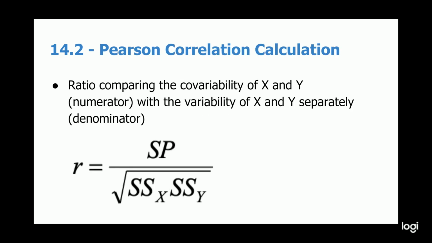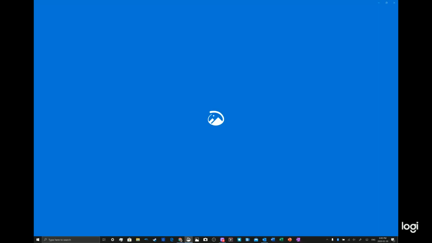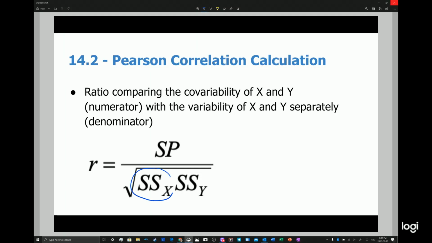Once you've figured out your sum of products, you're halfway done. Then you can calculate your individual variances, which are sum of squares, right here in the denominator. So you got your sum of squares for x, multiplied by your sum of squares for y, and you square root that because we are measuring standard deviation, or variability in this case.